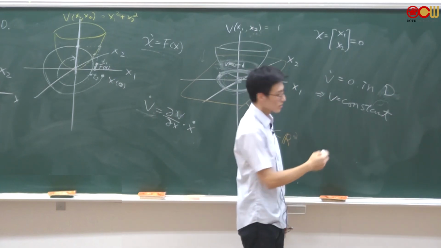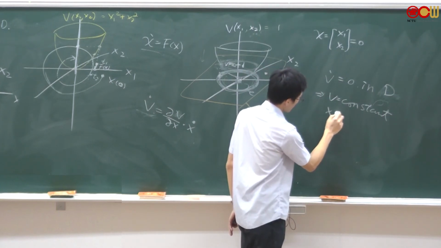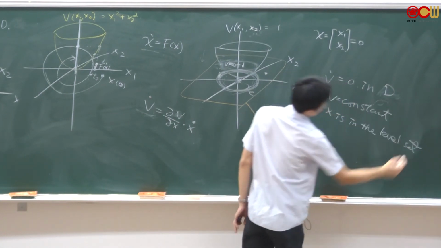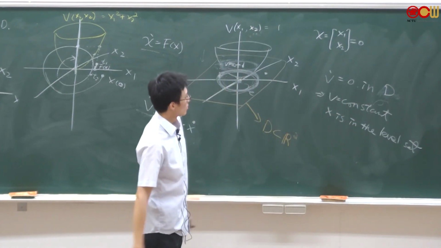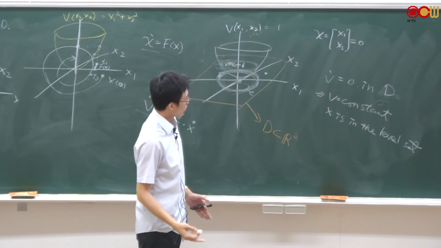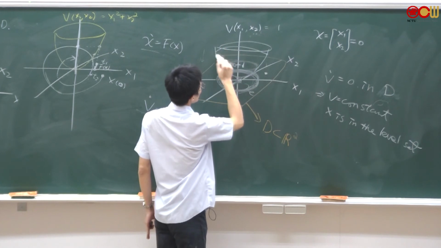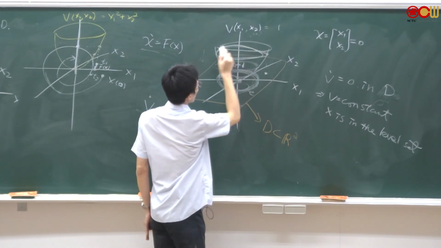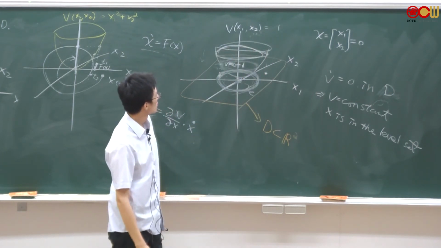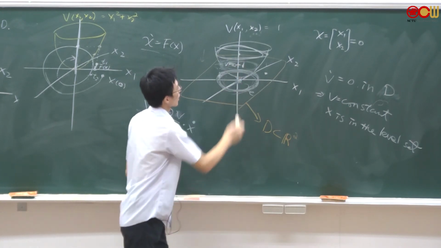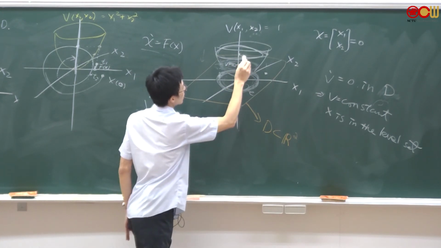V is constant. X is in the level set. So it depends on what your initial location is. The level set is any orbit with the v value at here. Okay, the v value at here.